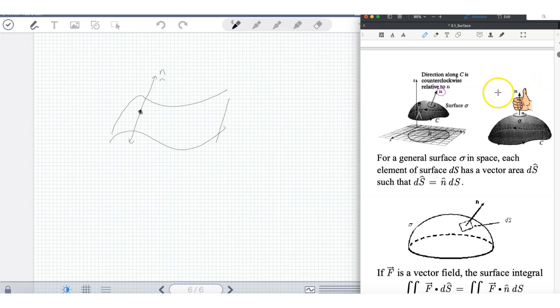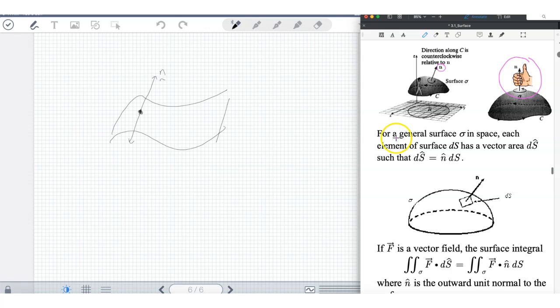So this is in general what we can have for the surface integral of a vector field. You need to apply the right hand thumb rule later on when we deal with the relationship between the line integral and the surface integral. For a general surface sigma in space, each element of surface dS, which is the patch, has a vector area.